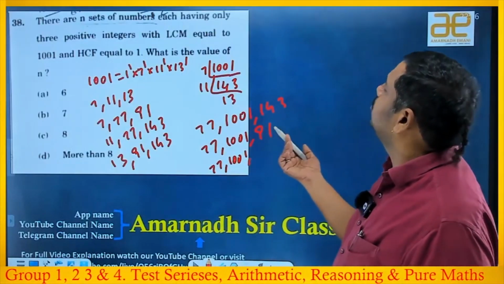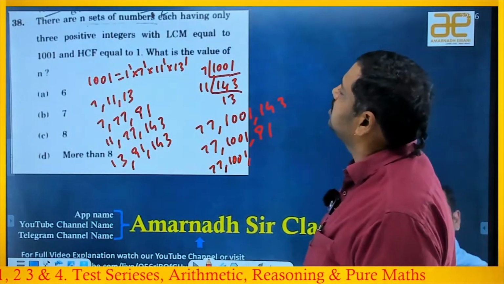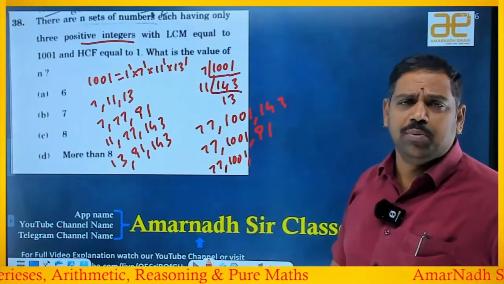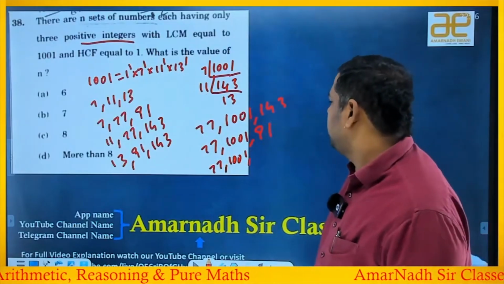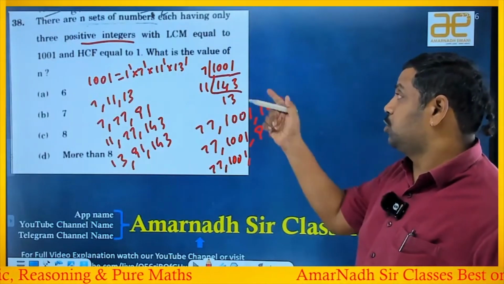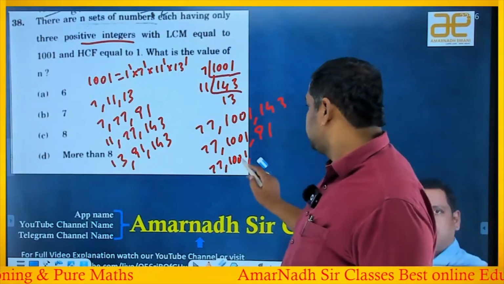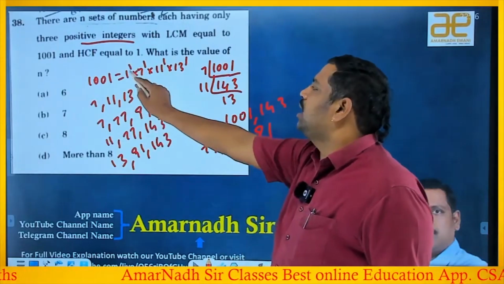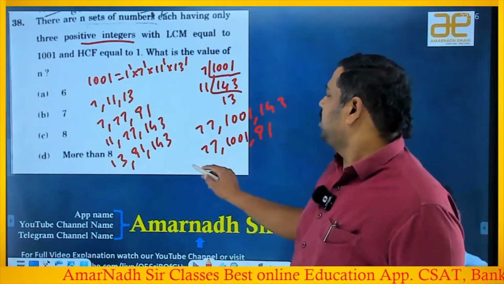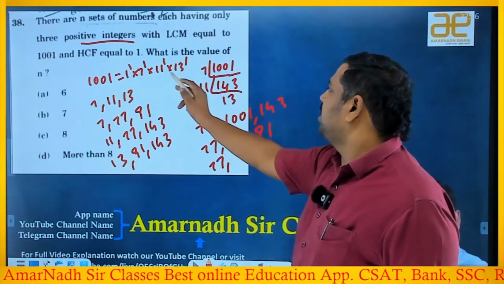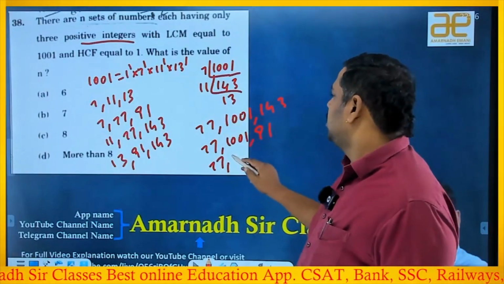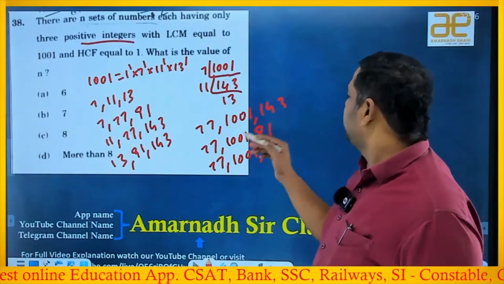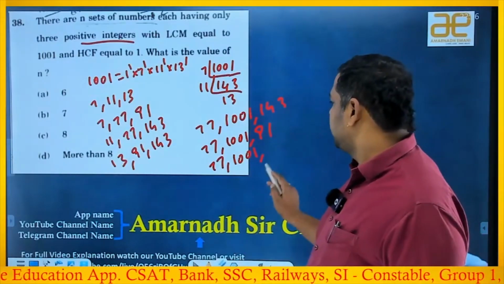There are n sets of natural numbers each having only 3 positive integers. Okay, 3 positive integers only he said. He's not specifying that those should be distinct, right? Then no, I should not because HCF should be 1, right? Good, so this is enough. Now 1, 7 with 7 combinations I have taken. Now I'll take 11 also. 11 into 7 is 77. 11 into 7 into 13 is 1001. 11 into 13 is 143. 11 into 7 is 77. Already it's also completed now.